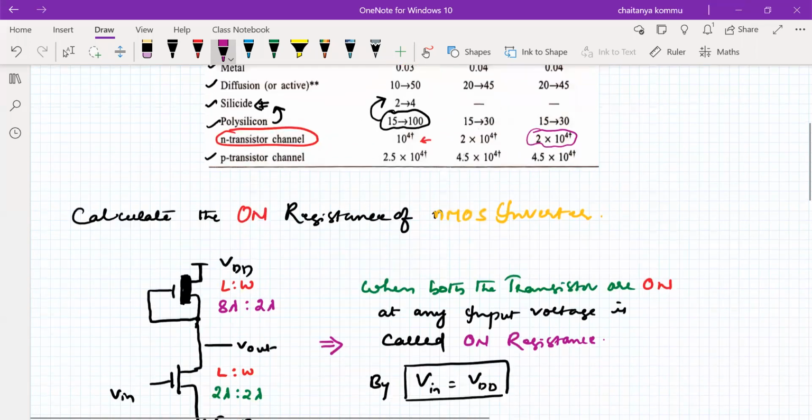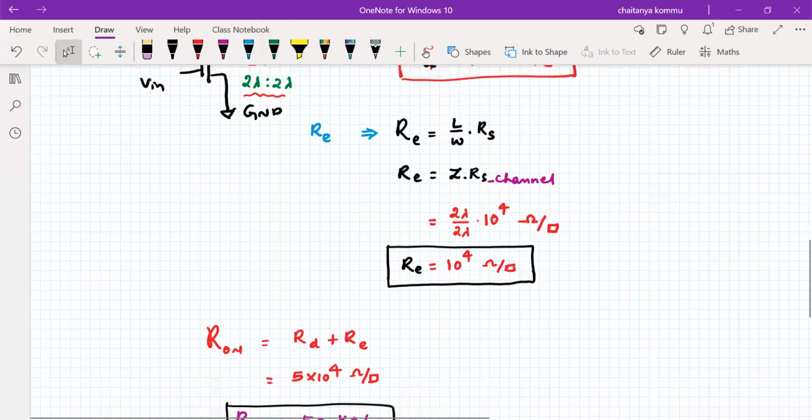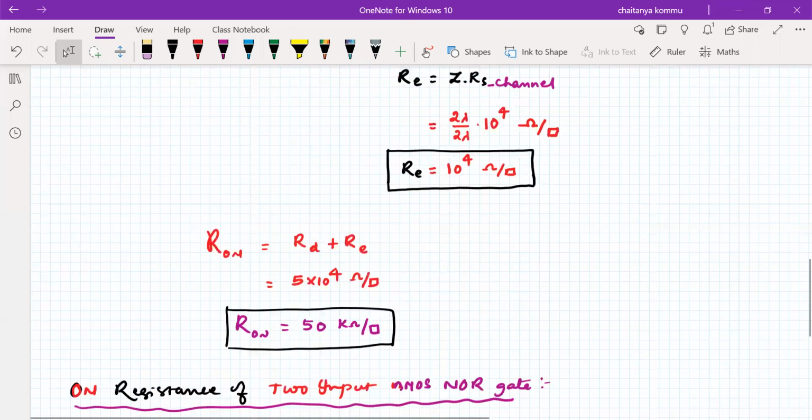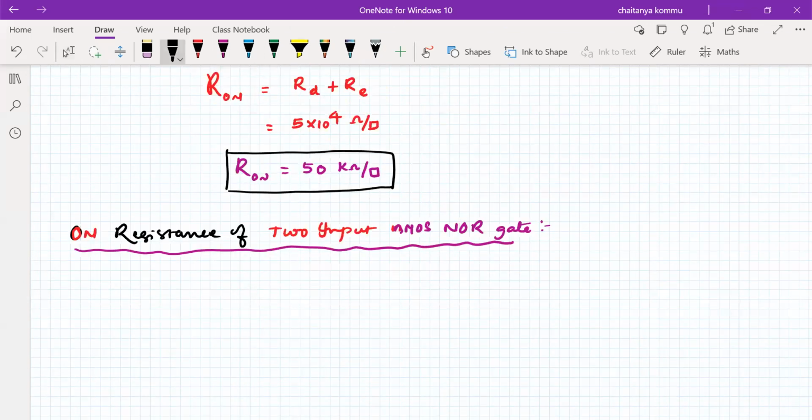Are you able to understand what I'm saying? So that depends upon the technology that we are considering. For the sake of simplicity, let us assume here is 1.2 micron technology.